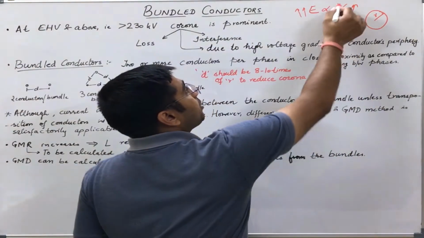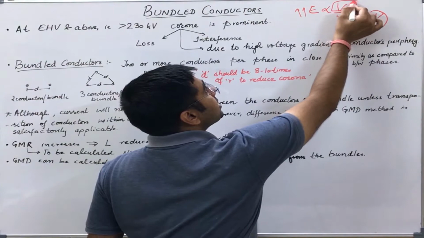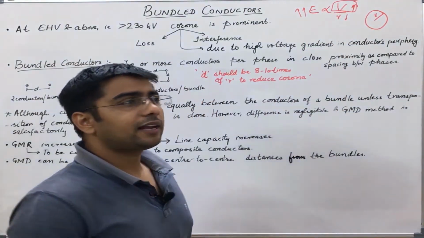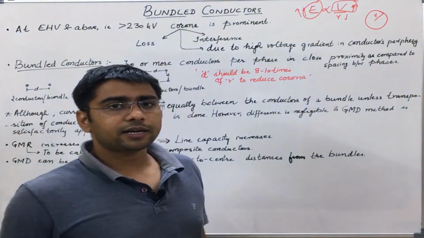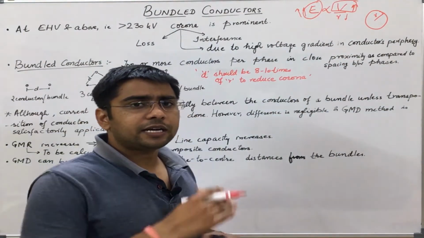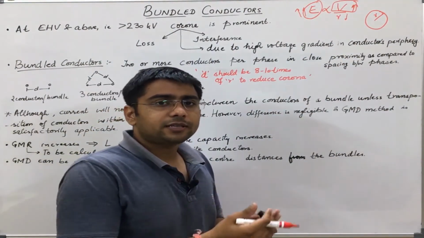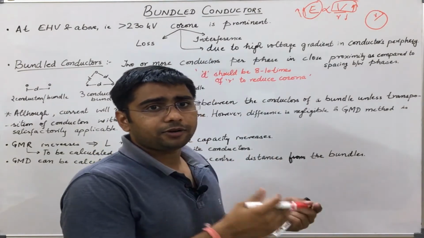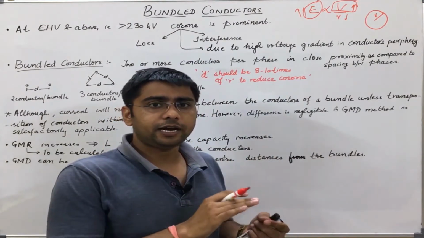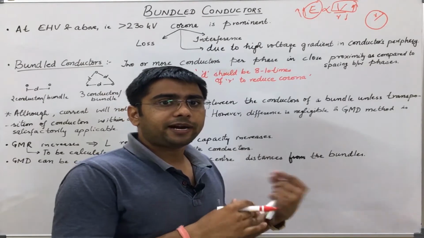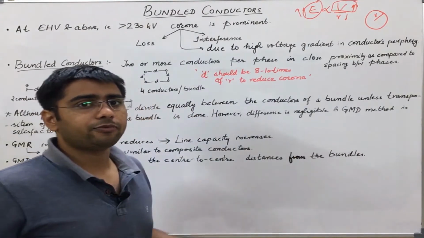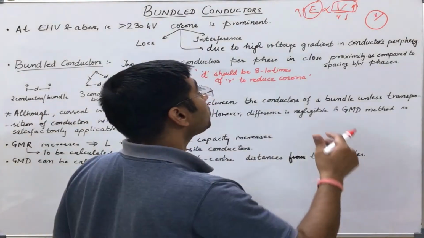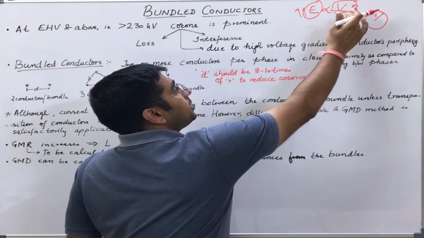So this is required, that we increase the voltage level, but we also want that the electric field strength or the voltage gradient in the periphery of the conductor does not increase beyond a certain amount, beyond which the electric strength of the air breaks down, that is, the air gets ionized due to high voltage gradient. So how to reduce it?